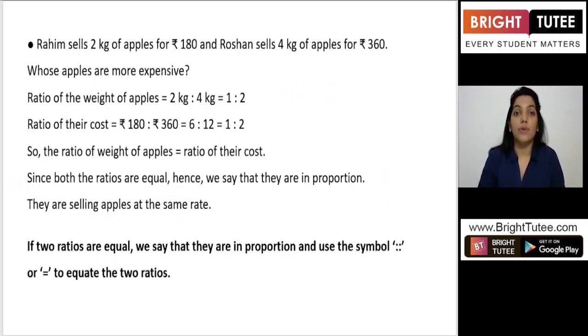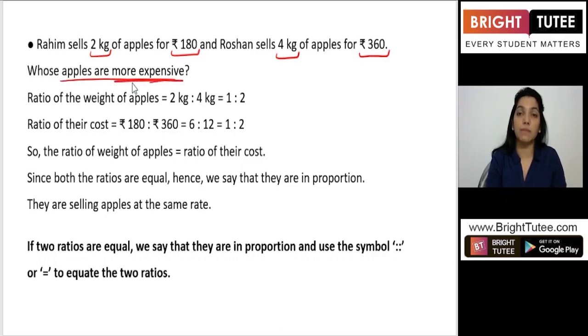Okay. Now let us look at this particular case. It says Rahim sells 2 kg of apples at 180 rupees. Okay, 2 kg apples for 180 rupees. And Roshan sells 4 kg apples at 360 rupees. Okay, it's clear. We are considering 2 people, Rahim and Roshan. Rahim is selling apples at a price of 180 for 2 kgs and Roshan is selling 4 kgs for 360. Okay, so now let us see whose apples are more expensive.